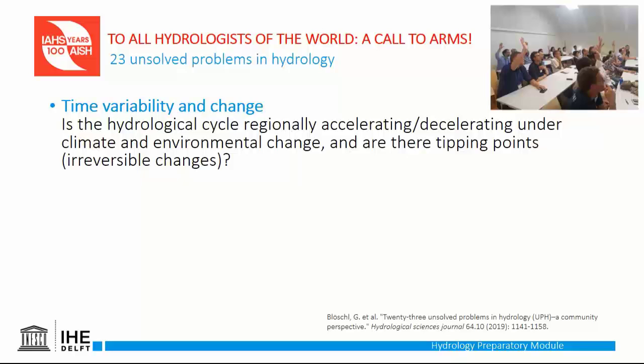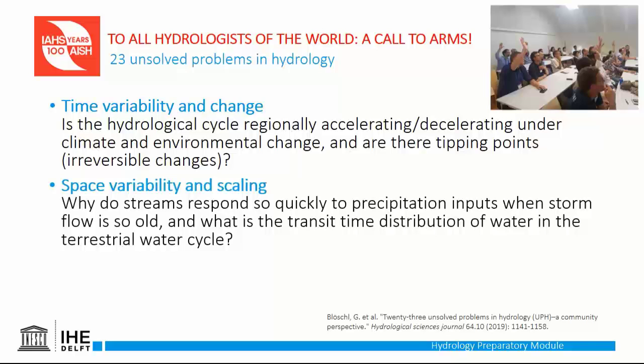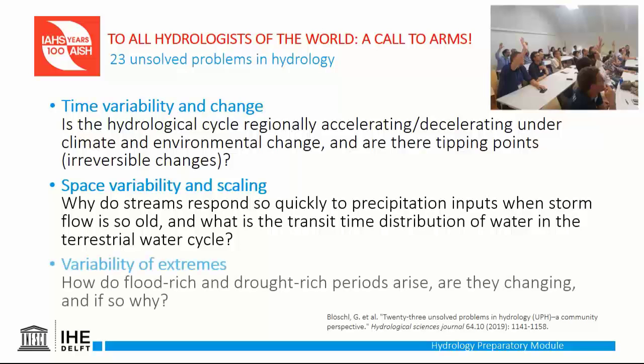The first category of questions is time variability and change, including key questions about whether the hydrological cycle is accelerating or decelerating under climate and environmental change. Under the category of space variability and scaling, there's the perplexing question of why streams respond so quickly to precipitation inputs when tracers show that the water flowing from hill slopes into streams is often not from the current precipitation event, but older water. Considering variability of extremes, there's the question of how flood-rich and drought-rich periods arise. Are they changing? And if so, why?